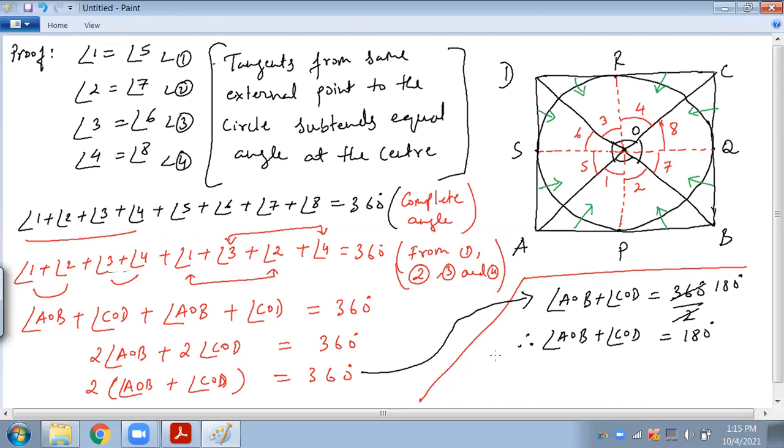Now, exactly the same thing we're going to show, so we'll not show it, we'll write similarly. If we need to show exactly the same thing, we don't show, we just write similarly. Similarly, angle AOD plus angle BOC is equal to 180. Hence proved.